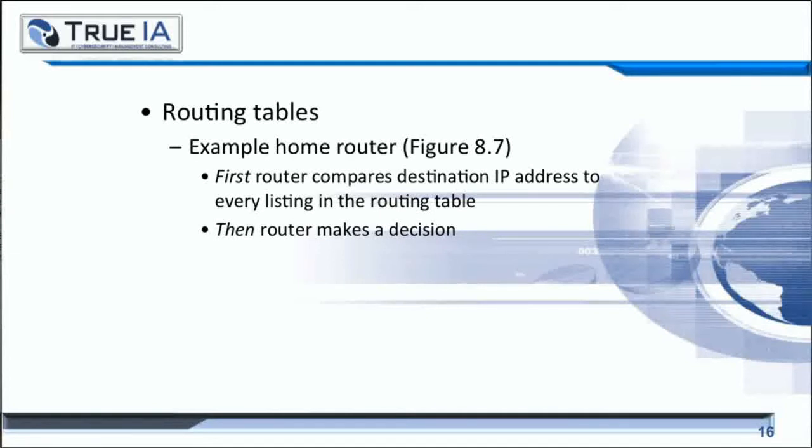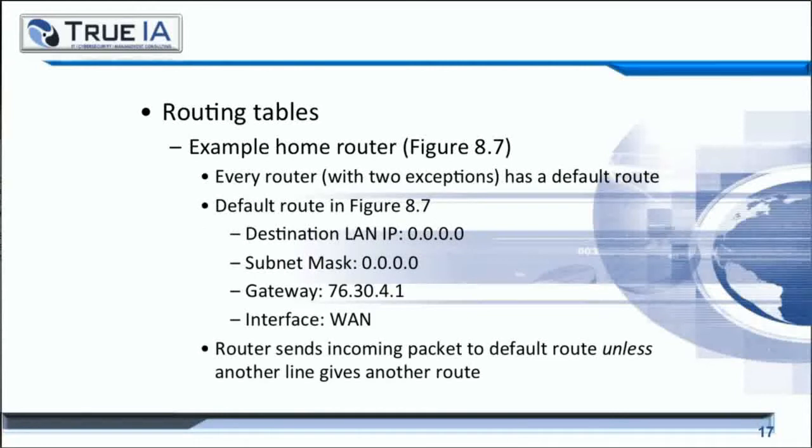First, the router compares the destination IP address to every listing in its routing table, then makes a decision. So it's important to understand that every router, with 2 exceptions or so, has what's called a default route. Usually you'll see it listed as all zeros. The router sends incoming packets to a default route unless another line gives it another route.